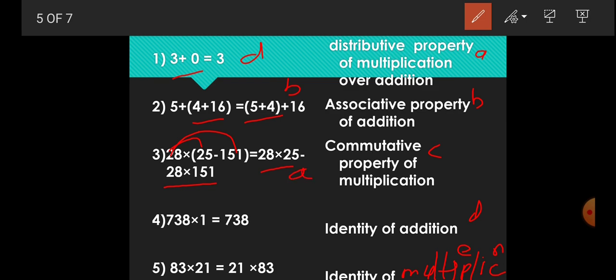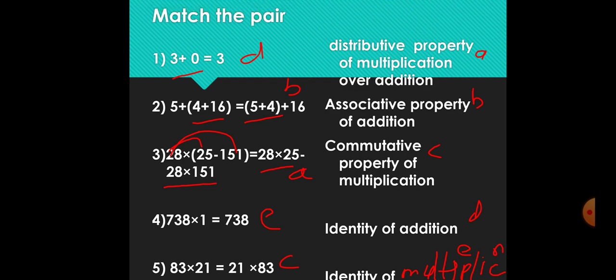Now 738 multiplied by 1. Any number multiplied by 1, the answer is the number itself. Which property is it? Identity of multiplication, multiplicative identity. Now 83 multiplied by 21 and now in reverse order 21 multiplied by 83. Means we change the order. So which property is it? Commutative property. Understood, students? How to identify the properties?